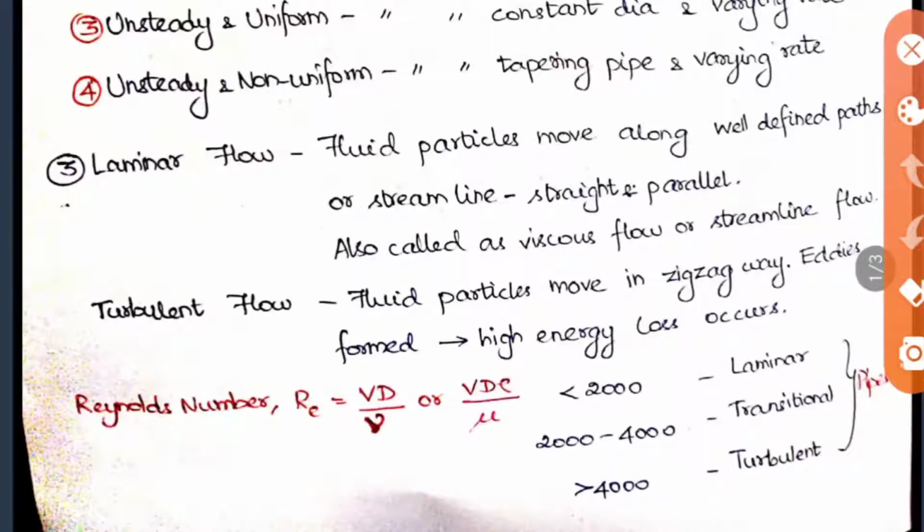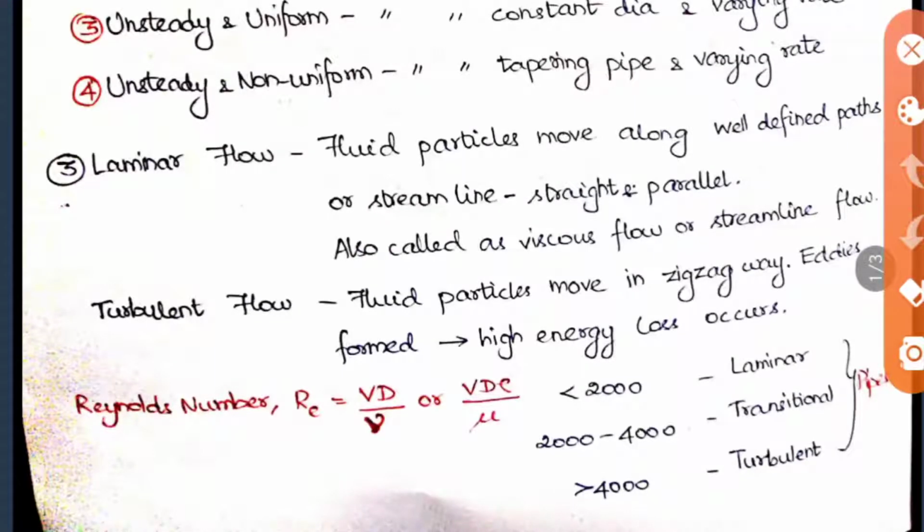Okay. The next one is the turbulent flow. Here the fluid particles will not move in a defined path. They will be moving in a zigzag way. So eddies are produced, and therefore a high energy loss will occur when the flow is turbulent. So for defining these two, laminar and turbulent, we use a Reynolds number.